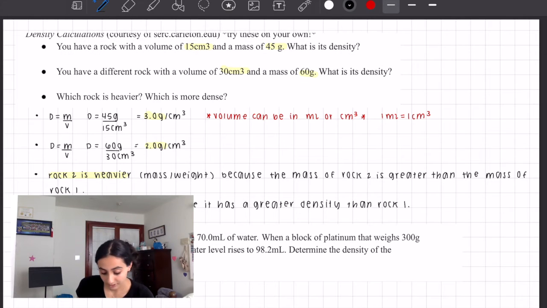The second problem, you are doing virtually the same thing, dividing 60 grams by 30 centimeters cubed, mass by volume, to get 2.0 grams per centimeters cubed.